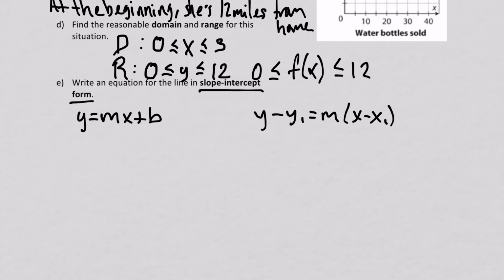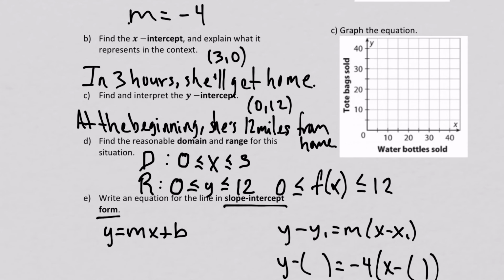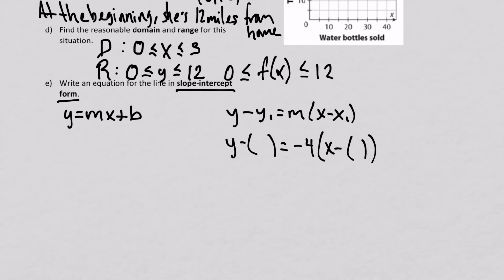So here we go. We know m is -4. And we need to plug in an x sub 1 and a y sub 1. I'm going to go ahead and use (3, 0). Okay, so x sub 1 is 3 and y sub 1 is 0. We're going to plug those in. So x sub 1 is 3. That goes here. y sub 1 is 0. That goes there. Okay, so you have it in point slope form.